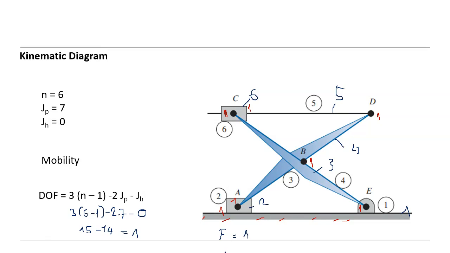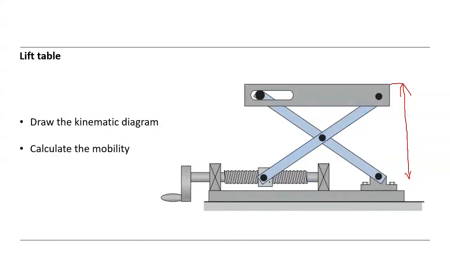So it works. That means if we select one of them as the driver, usually we select this one here. As you see in this mechanism, we select this one as the driver, by a screw mechanism. Then it moves left and right in that direction, and by applying this linear motion on this joint for this member, the total mechanism can move up and down.